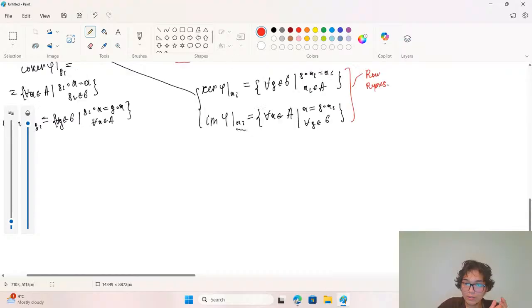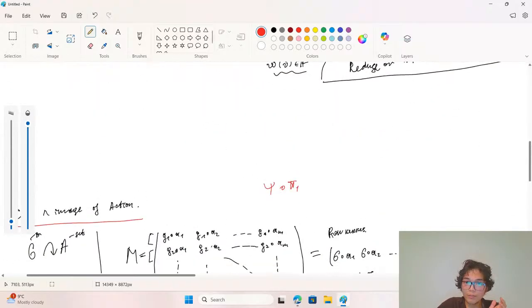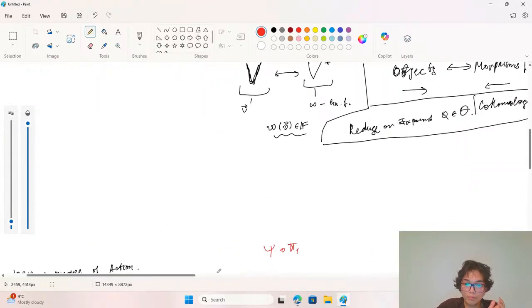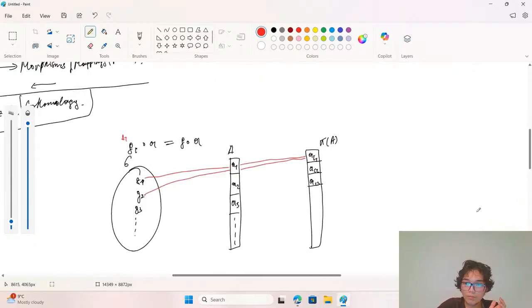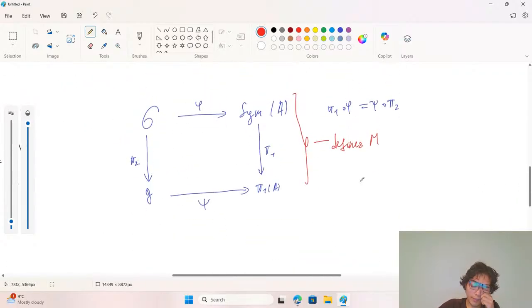Where is it? Where's my diagram? It's here, yes. Defines row by row. Row by row or column representation.